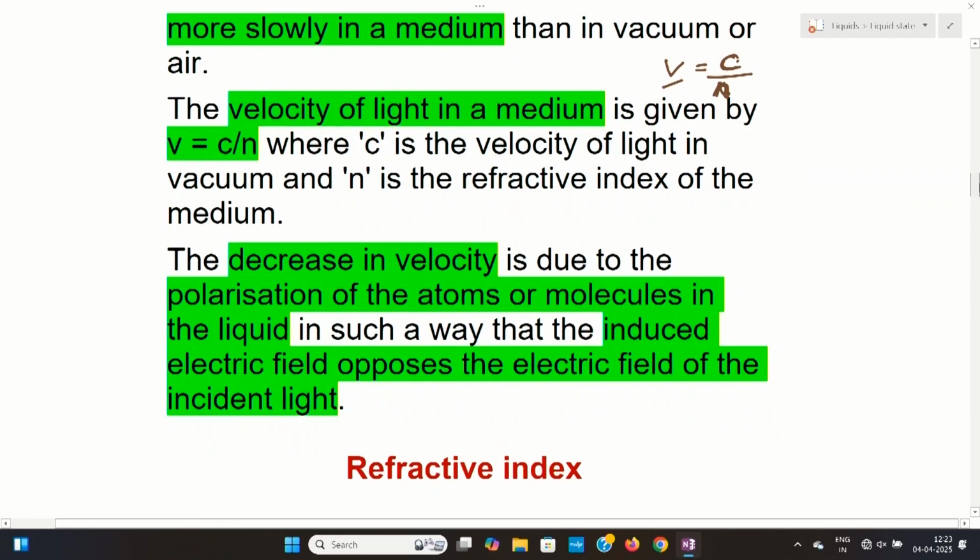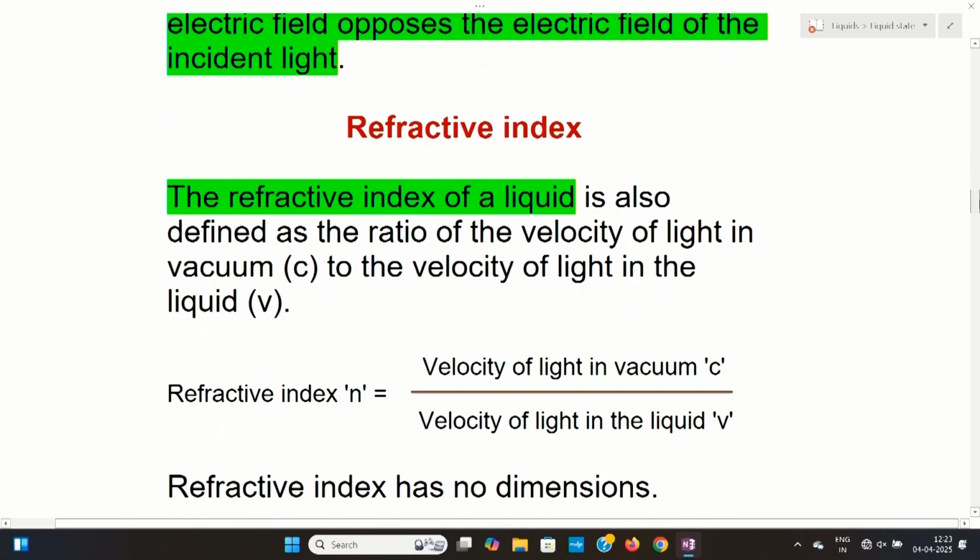If we want to calculate the refractive index, that is n, here we have our equation v is equal to c by n. Now our job is to find the refractive index n, that is nothing but c by v. Here c is the velocity of light in vacuum, divided by v, the velocity of light in the liquid.